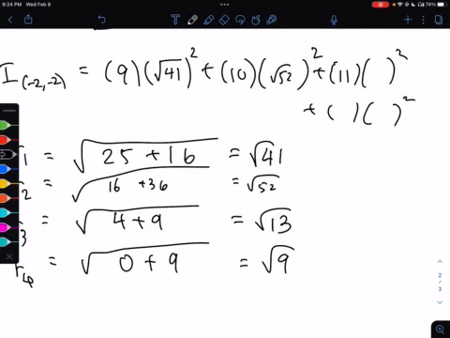We have the 9, the 10, the 11, the 12. We've got the root 41, the root 52, the root 13, and the root 9. And that's everything you need, my friends, to find the moment of inertia. So again, I'm going to get my calculator. This time it's not 9 times 13 plus 10 times 20 plus 11 times 17 plus 12 times 29. It is 9 times 41 plus 10 times 52 plus 11 times 13 plus 12 times 9.